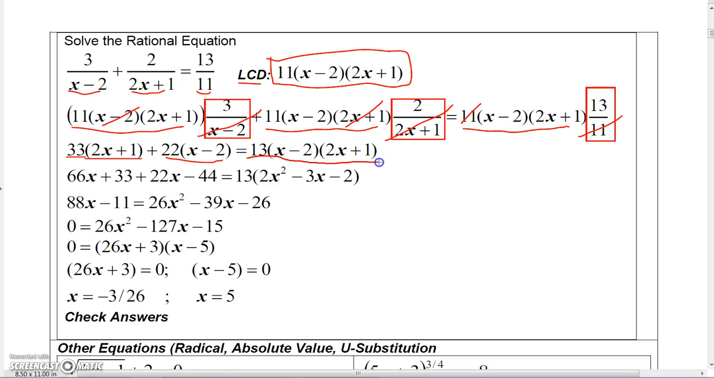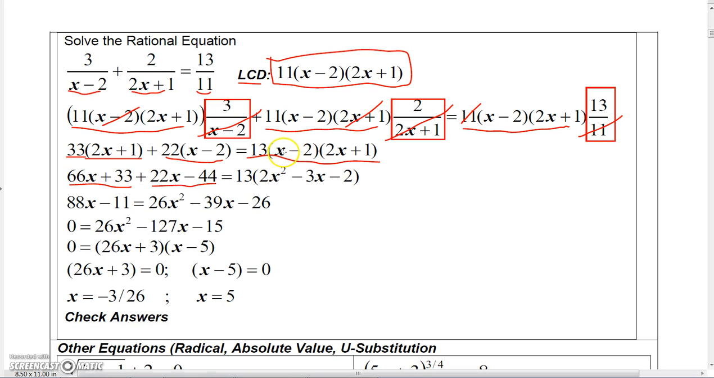So here's where we are now. Now at least I got rid of my denominators. Now I'm just going to try to simplify this as much as I can. So let's see, 33 times 2x is 66x. 33 times 1 is 33. So that's 66x plus 33. 22 times x is 22x. 22 times minus 2 is minus 44. So that's 22x minus 44.